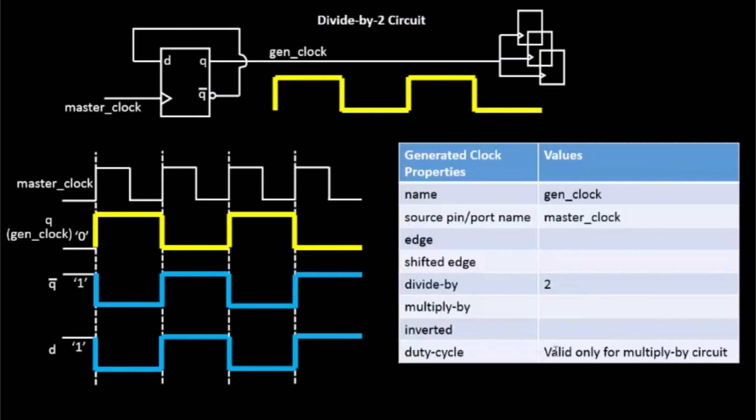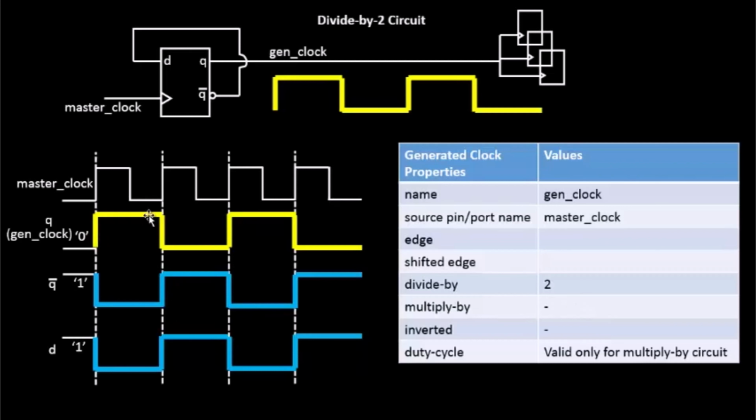And duty cycle, we don't put a duty cycle over here because this is being derived from the master clock itself, and since it's divided by 2, there is not much control over the duty cycle. Duty cycle is valid only for a multiply by circuit. We'll look into the duty cycle in other videos, the upcoming videos. The rest of the options are not valid for this kind of waveform. For example, you have a multiply by option, but this is not a multiplied waveform, it's a divided waveform. So you keep it blank, or you put a dash over here.